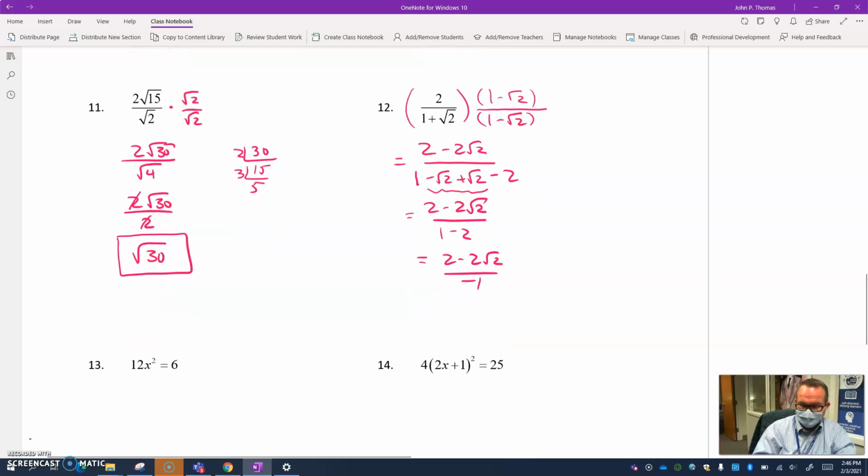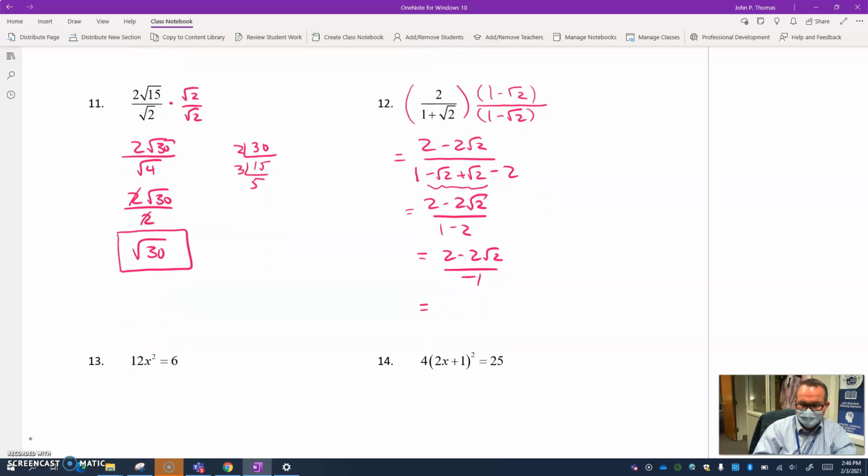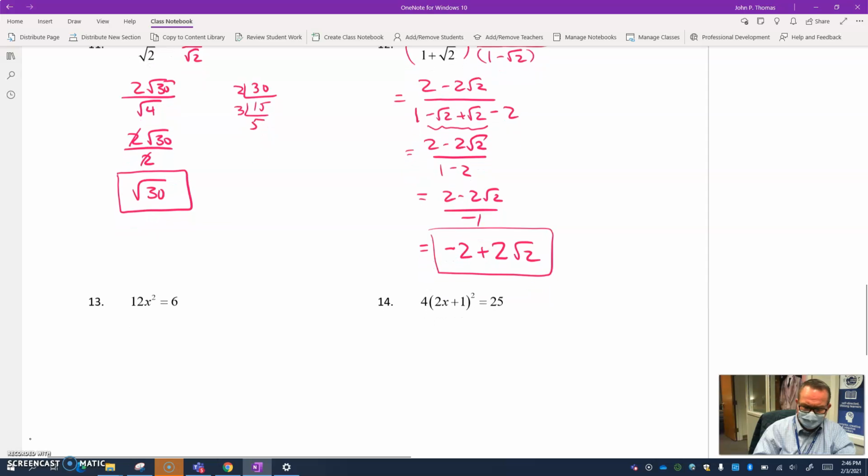Because it's just a negative 1, we can actually clean it up a little bit more. We'll just divide everything by negative 1. So I have negative 2 plus 2 root 2. Again, these are not going to come up a ton, but it's a good review because it will come up again in Algebra 2.